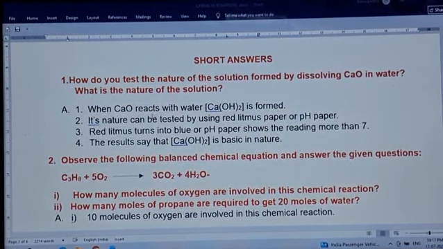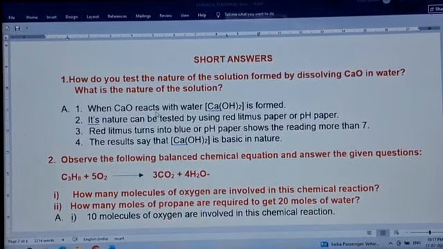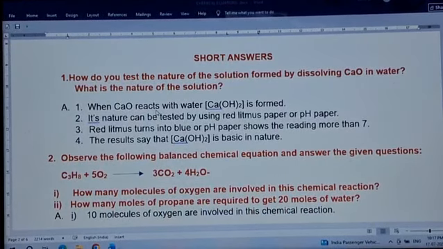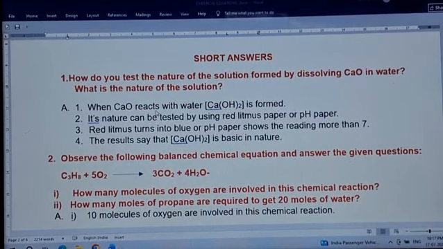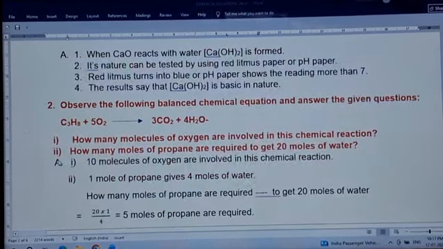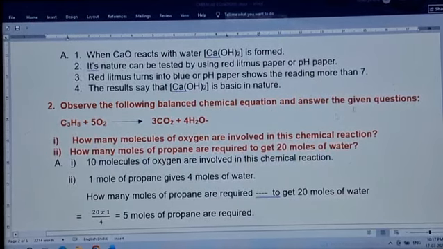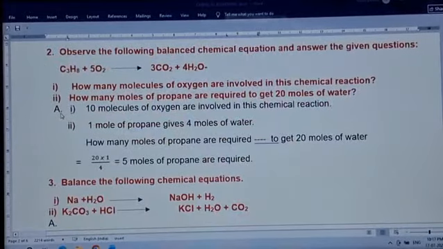So when calcium oxide reacts with water, calcium hydroxide is formed, and the nature is nothing but basic in nature. Next, observe the following balanced equation and answer the questions given below.